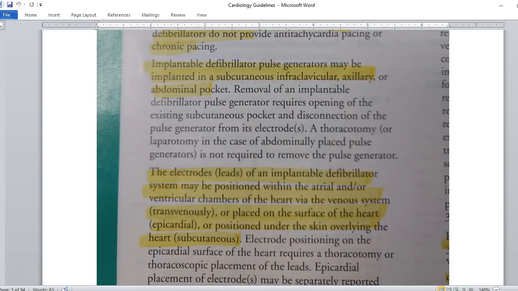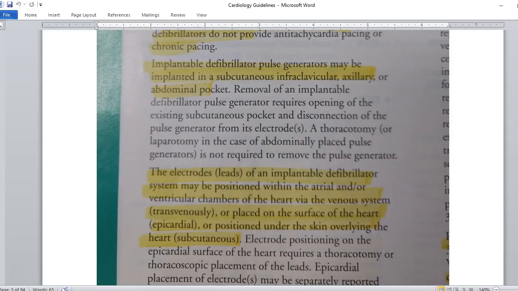Now, again, it reminds us removal of an implantable defibrillator pulse generator requires opening of the existing subcutaneous pocket and disconnection of the pulse generator from its electrodes. And a thoracotomy or laparotomy, in the case of an abdominally placed pulse generator, is not required to remove the pulse generator. So again, normally we do not have to make a big incision into the body. Same thing with pacemakers. They're relatively simple if the patient doesn't need it anymore.